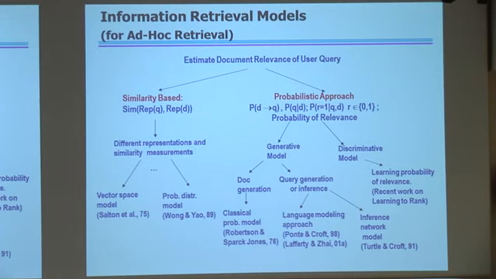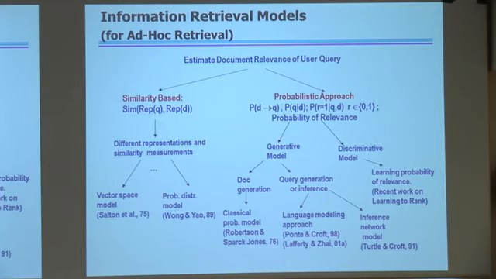So one of the most popular examples is the vector space model. I'm going to elaborate a little bit. This was designed almost 40 years ago. And this type of model is very intuitive, as we are going to see. However, it doesn't enjoy a very solid foundation, and it depends on a lot of heuristic choices.